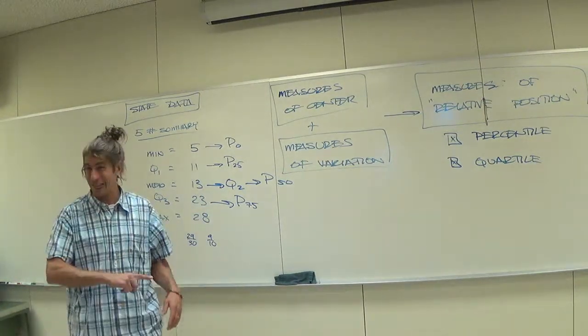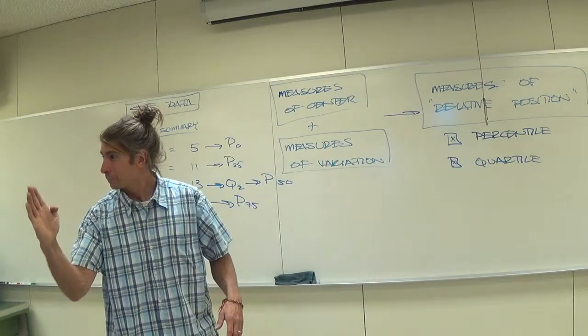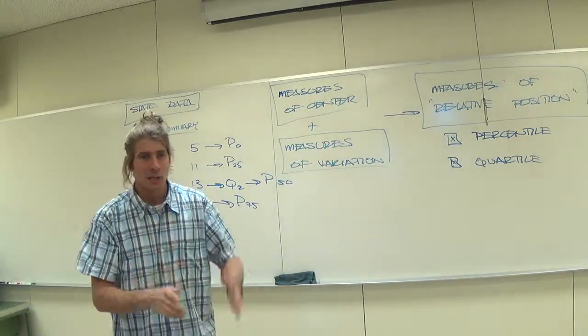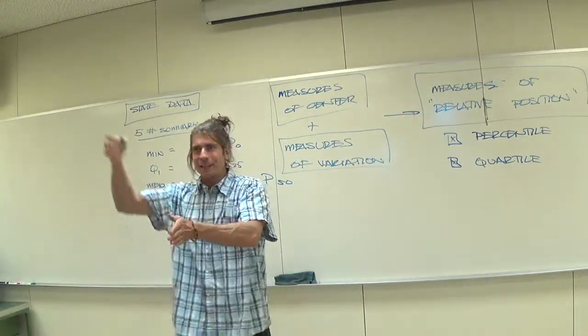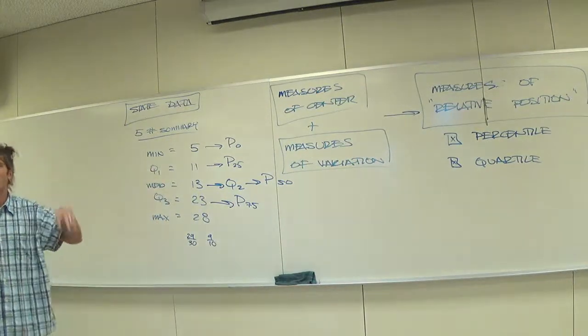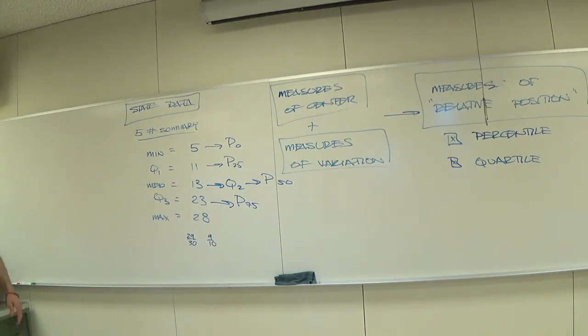And I like quartiles because the median's in there. A quintile wouldn't have the median. 20th percentile, 40th, 60th, 80th. And technically, the 100th quintile, but I don't like calling it that because there's no such thing as the 100th percentile, so there shouldn't be a 5th quintile. Anyway.